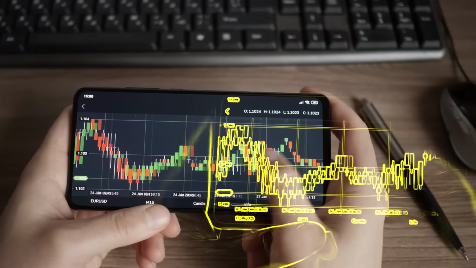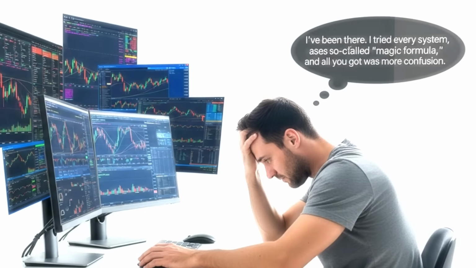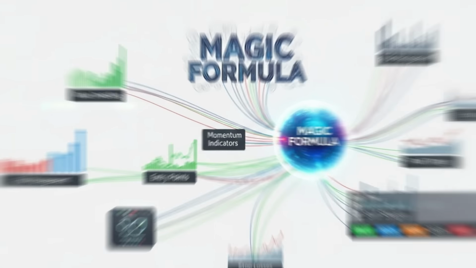Ever feel like the market's personally out to get you? You spot the perfect setup, wait for confirmation, and boom, instant reversal. It's like every time you think you figured it out, the market just laughs. Yeah, I've been there. I tried every system, every so-called magic formula, and all I got was more confusion.